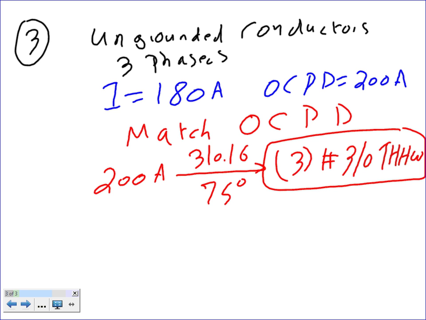Any questions about the ungrounded conductor, guys? And right next to here, just write CSK. Every time you see the CSK, that means the code allows you to size based on that 180.